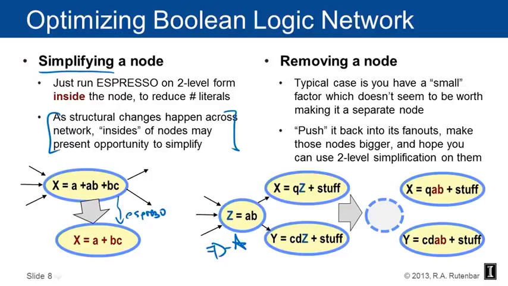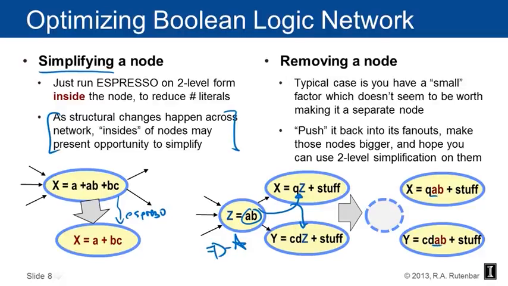And so we're going to make the z node go away, which is shown to the right of the arrow by a dotted circle. And we're going to take z equals ab and push it back inside the fanouts. In every place there's a z, we're going to replace it with an ab. And so now we have x is qab plus stuff and y equals cdab plus stuff.